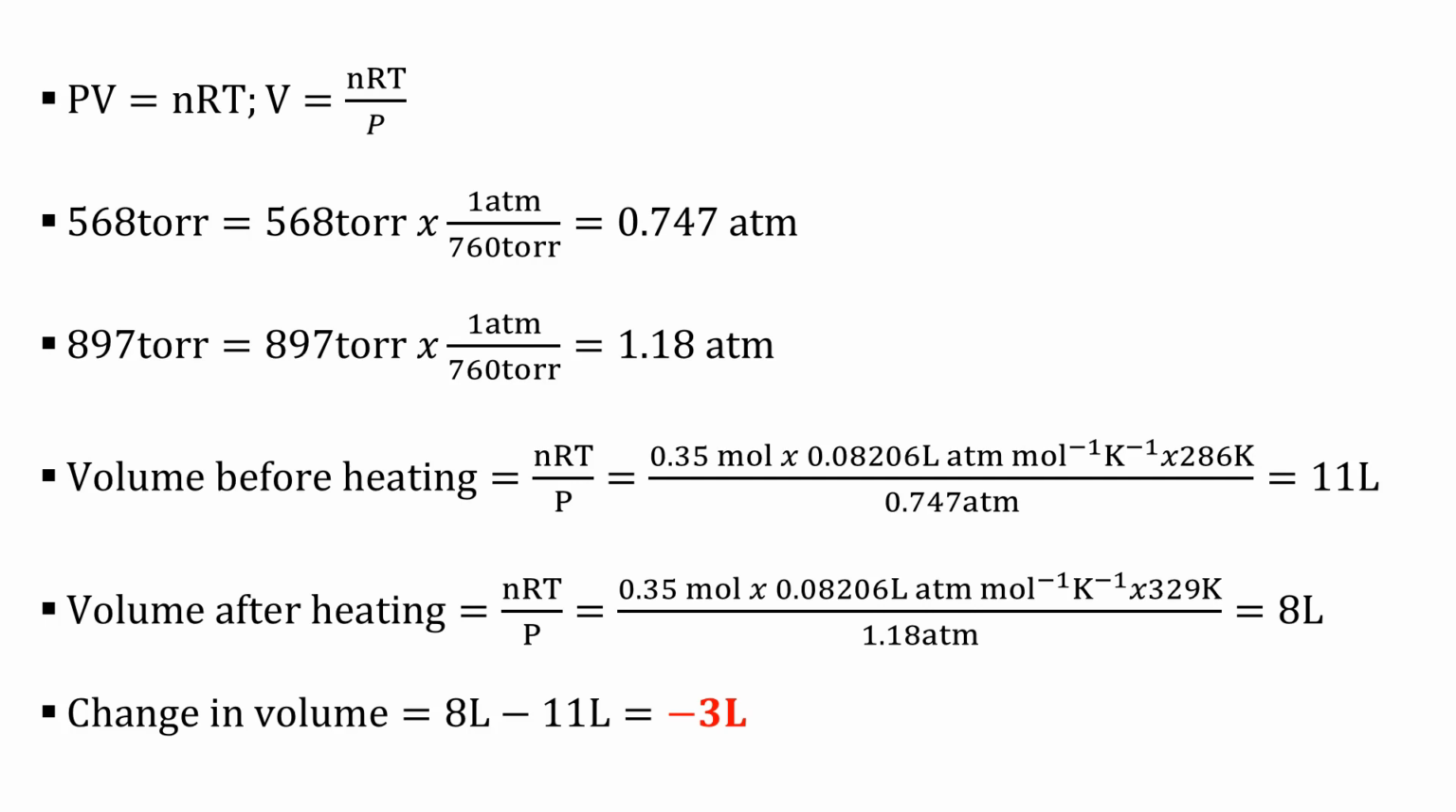So we calculate the volume before heating, so the volume is equal to nRT over P. We obtain 11 liters. We calculate the volume after heating, and we obtain 8 liters. Then the change in the volume will be the difference. Then it will be 8 liters minus 11 liters, and we obtain minus 3 liters as the change in volume.